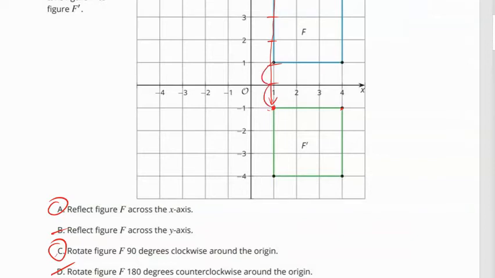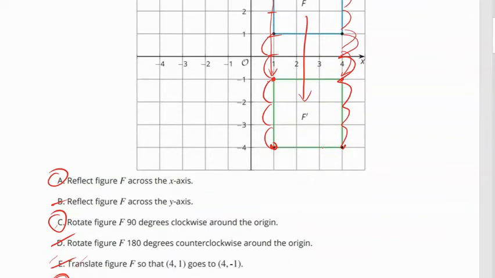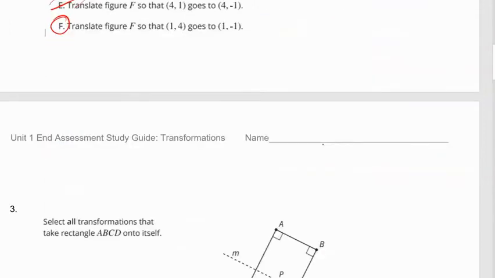So 1, 2, 3, 4, 5. That corner would work. Let's try this corner right here. 1, 2, 3, 4, 5. That would work. This one over here. 1, 2, 3, 4, 5. Yes. So figure F would map onto the image F prime if we were to go down on a translation with those 5 units. So notice how I had to test each one to kind of validate them or not.